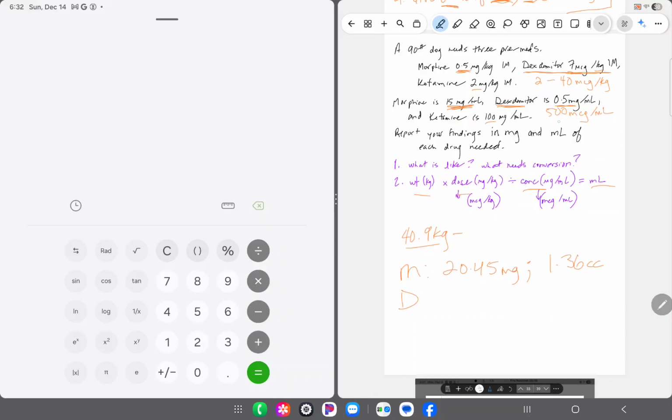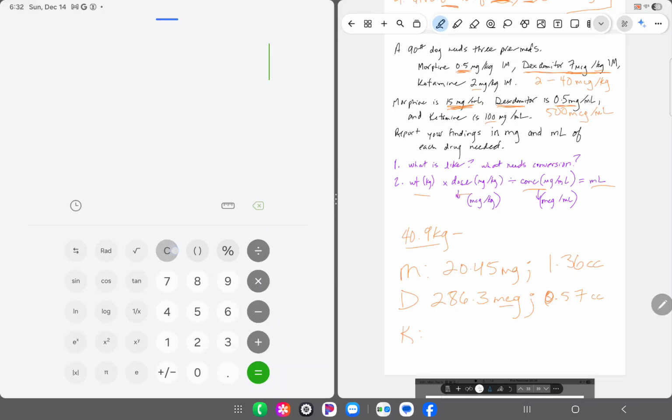But if you memorize in your brain that dexmedetomidine is 500 mcg per mL, then whenever you run into dexmedetomidine 7 mcg per kg, you'll go, got it. Kg, 40.9 times dose, which is 7, and that will get me 286.3 mcg. Don't forget to label it correctly. Divided by concentration, which I just said is 500, gets me 0.57 mLs. That wasn't too bad. We can get that. So morphine, dexmedetomidine, and then ketamine.